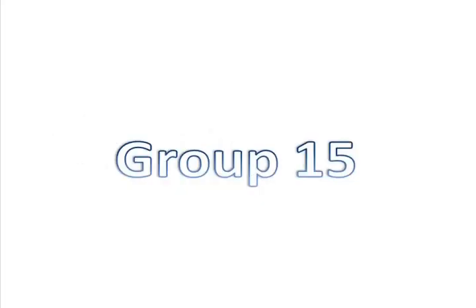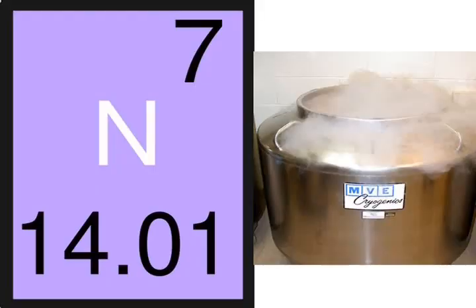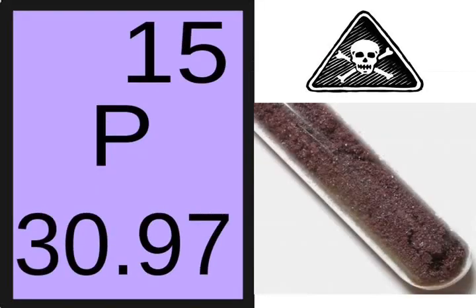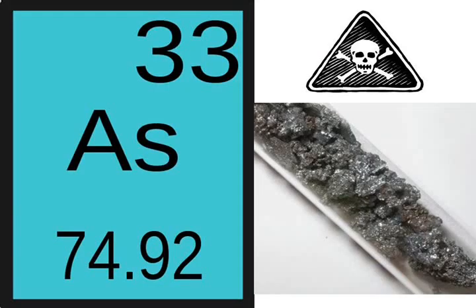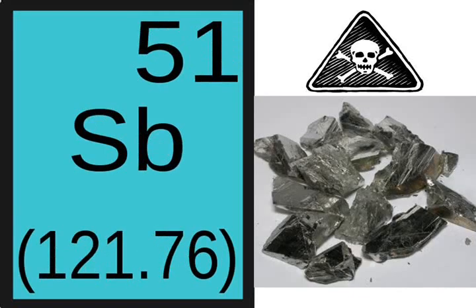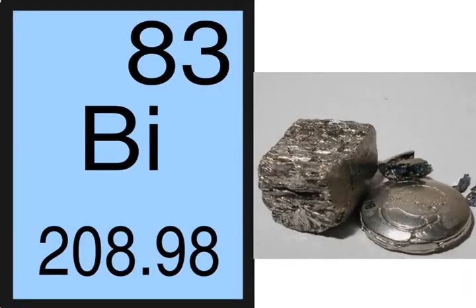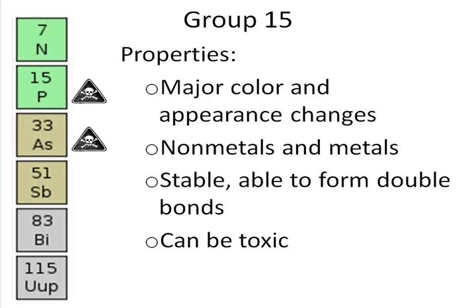Group 15 consists of nitrogen, phosphorus, arsenic, antimony, bismuth, and ununpentium. Group 15 consists of very toxic elements. The elements at the top of the group are stable because of the double and triple bonds they form.